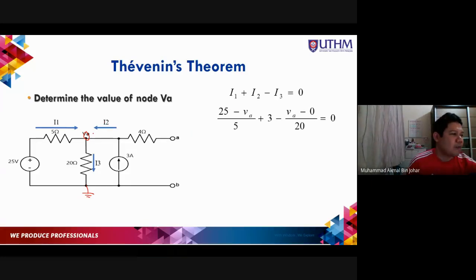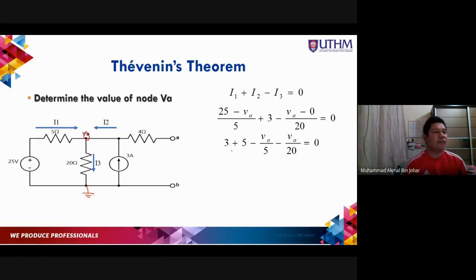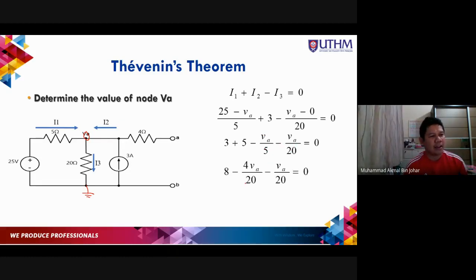And then, now we have VA untuk I3. VA sebelum, tolak selepas, dibahagikan dengan resistor in between. So, VA minus 0, divide by 20. So all these together will be equal to 3 plus 5 minus VA over 5 minus VA over 20. Then you solve all this together, then we will get VA is equal to 32 volt.